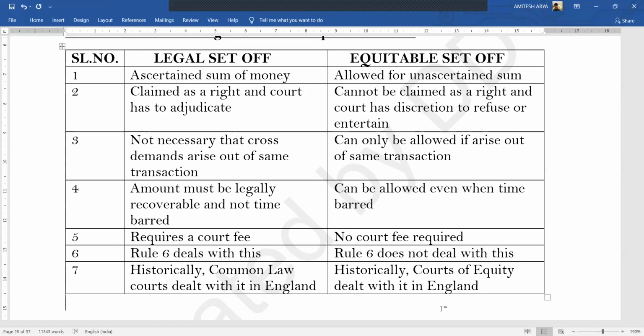And legal set off requires a court fee. Equitable does not require a court fee. Rule 6 of Order 8 is dealing with it, while Rule 6 does not deal with the distinction. Historically, common law courts in England dealt with the legal set off, and equitable set off was dealt with by the courts of equity in England. So this is all about set off under Rule 6 of Order 8.